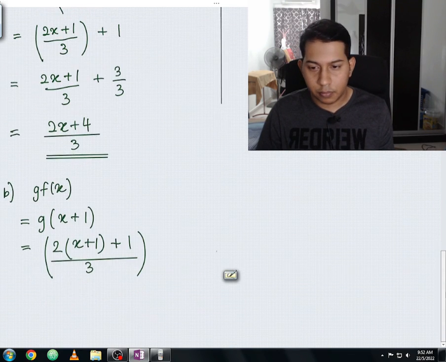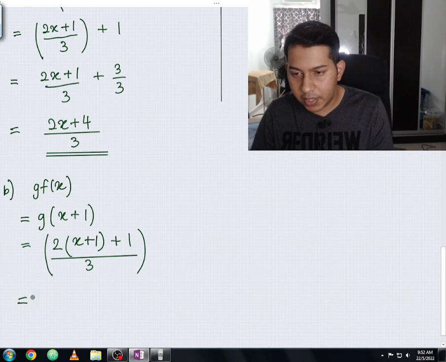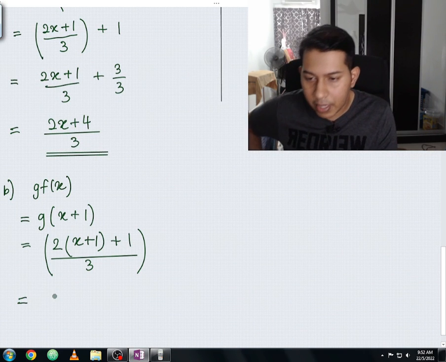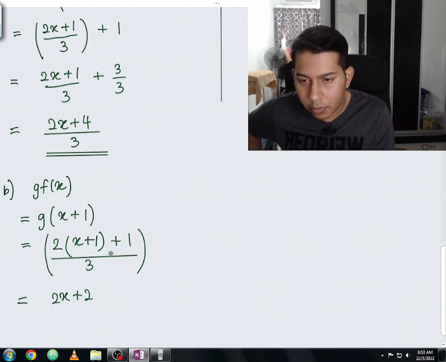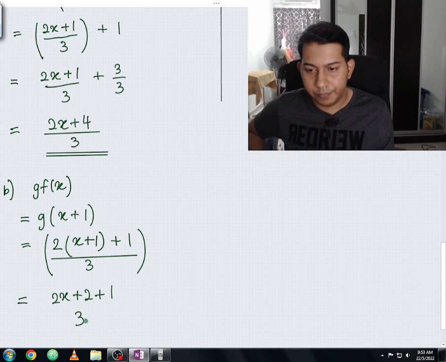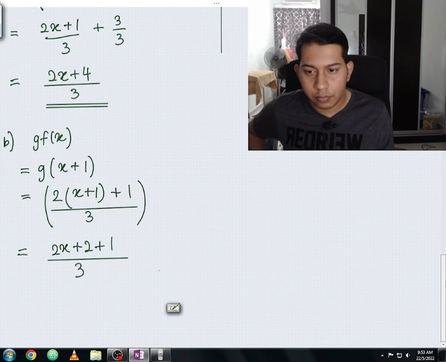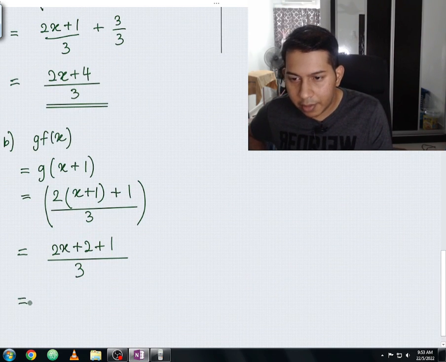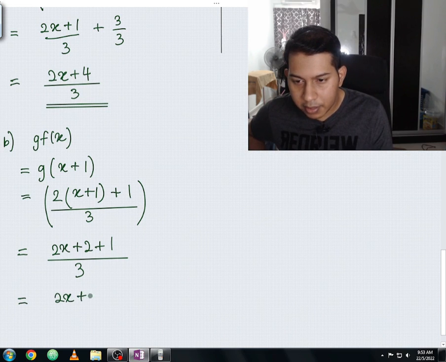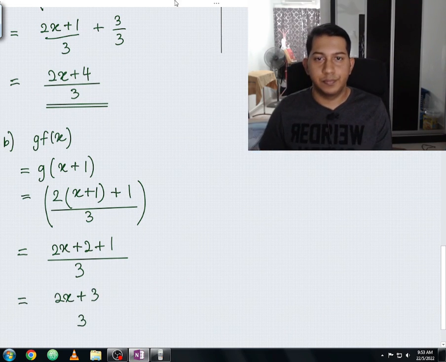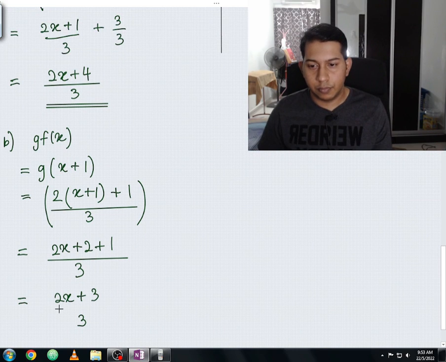From here, you proceed to solve this. 2 times x plus 1 gives you 2x plus 2, and then you plus 1, and then you divide by 3. So you calculate this, and you get (2x plus 3) over 3. So this is your answer for gf(x).